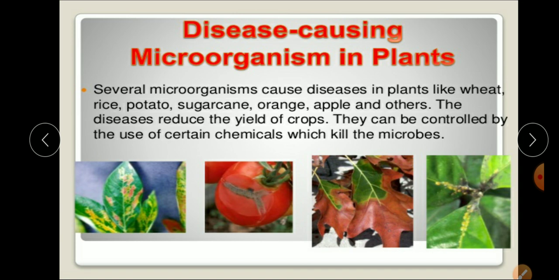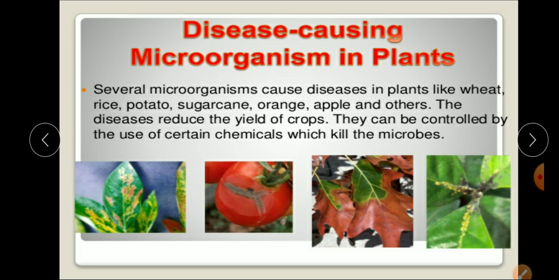Next is disease causing microorganisms in plants. Here several microorganisms cause diseases in plants like wheat, rice, potato, sugarcane, orange, apple, and others. The disease reduces the yield of crops. They can be controlled by the use of certain chemicals which kill the microbes.